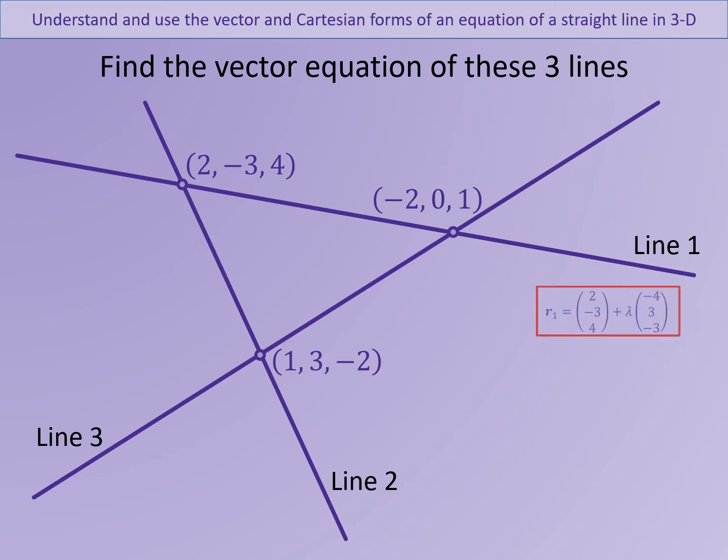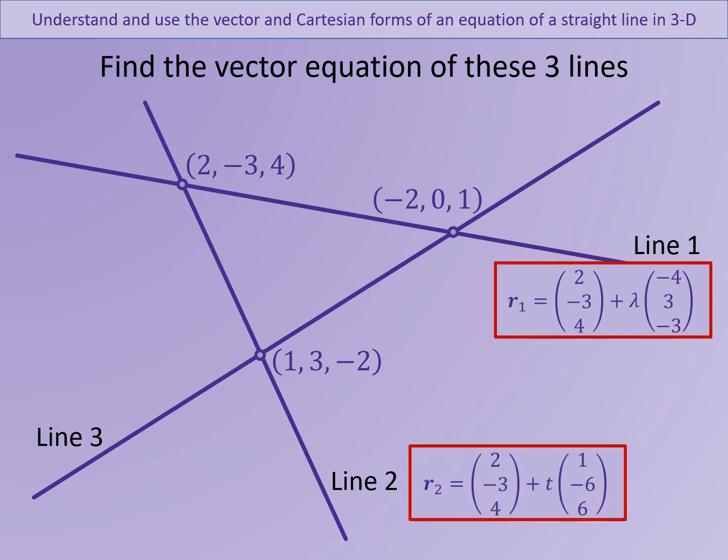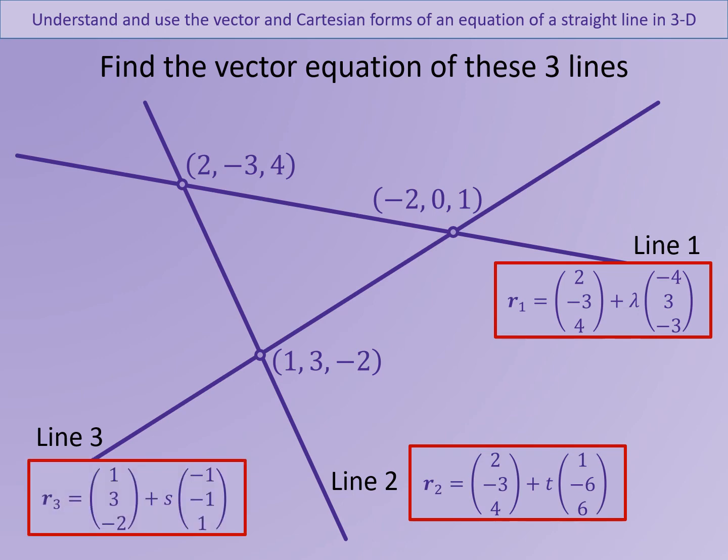So the equation of line 1 is given there, the equation of line 2, and the equation of line 3. Notice that different parameters have been used in these questions. Line 1 has used parameter lambda, line 2 has used parameter t, line 3 has used parameter s. It's common to use different parameters with different lines if you're working with different lines in the same question, because the parameters may not have the same value for each line.